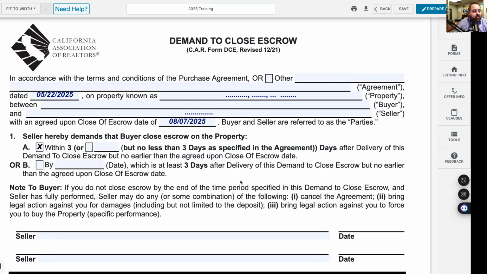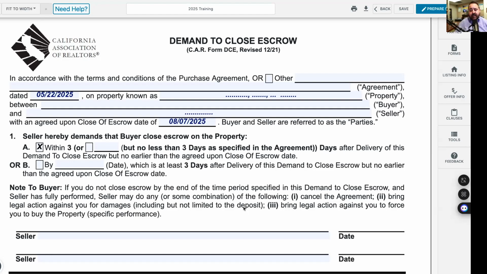So if you do not close escrow by the end of the time period specified in this demand to close escrow and seller has fully performed, seller may do any or some combination of the following: cancel the agreement, bring legal action against you for damages, including but not limited to the deposit, or bring legal action against you to force you to buy the property. Specific performance. Specific performance goes both ways, right?